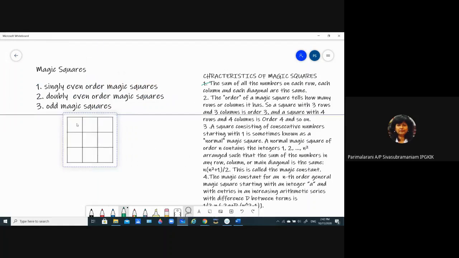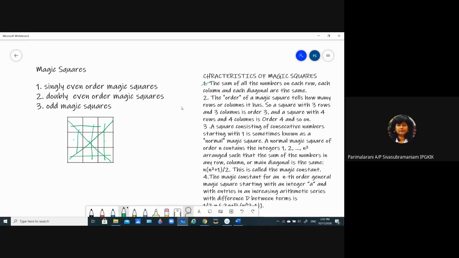Okay, so if you have a magic square like this, it is a square, right? All the sides are equal, so it's a square. Okay, so if you have a square like this, then the sum of each row, this plus this plus this, each row the sum is the same as the sum in each column and each diagonal. We have two diagonals here. Okay, so if the sum of all the numbers on each row, each column, and each diagonal are the same, then it's a magic square.